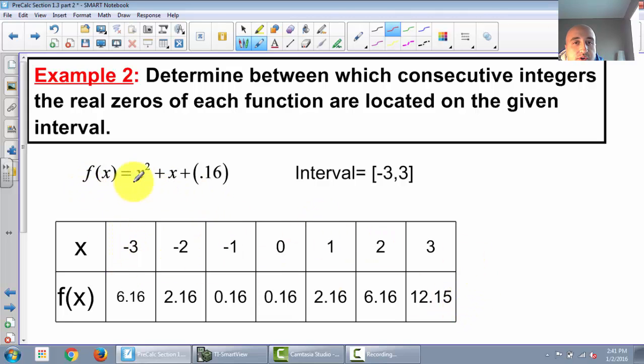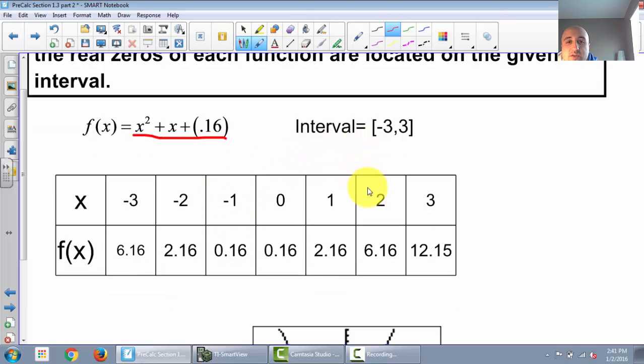All right, so here's our new function, x squared plus x plus 0.16, and it wants us to check between the interval negative 3 and 3. So I made a table. If I plug in -3, I get 6.16. If I plug in -2, I get 2.16. If I plug in -1, I get 0.16. So let's see where it changes from negative to positive. And if we notice, everything is positive here. There is no change, okay?